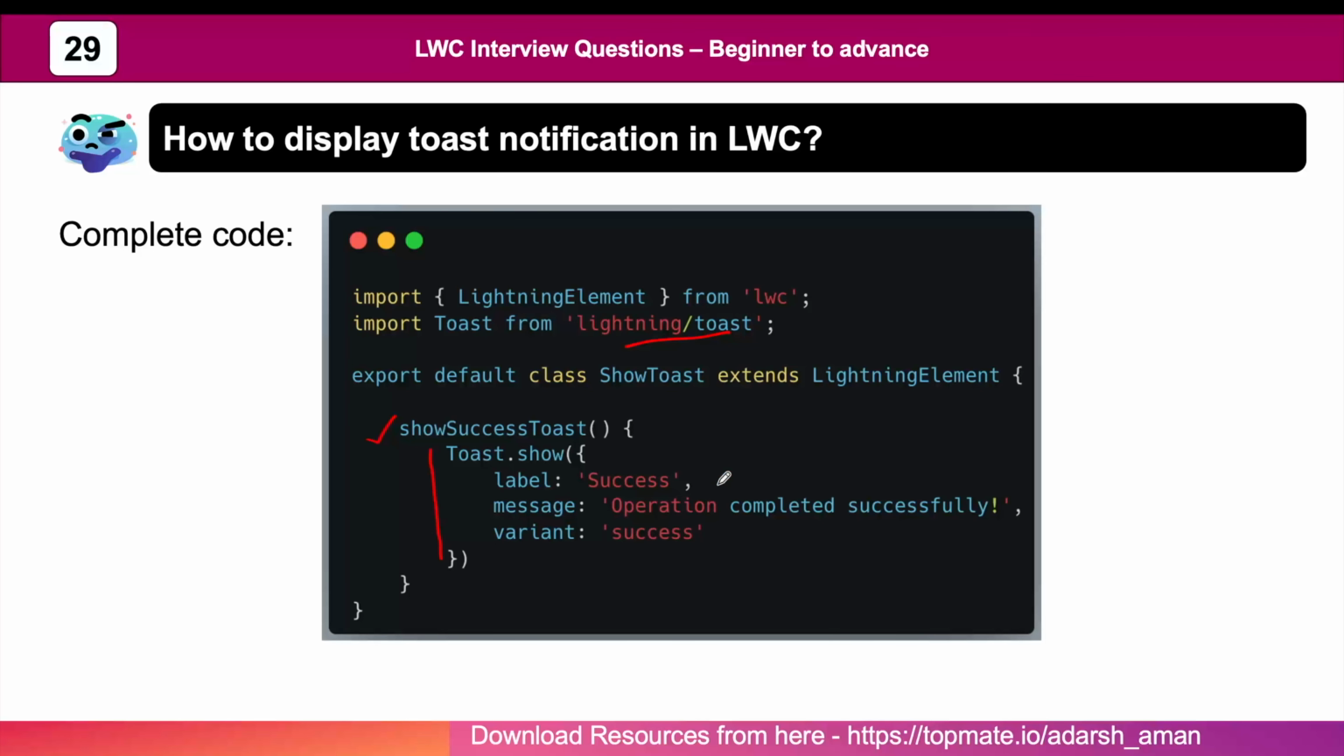The label would be what you want to show as the title. Message would be what you want to display on that toast, and variant is success. We have different kinds of variants, like for error you can use variant error. You can also use info or warning, depending on the requirement.